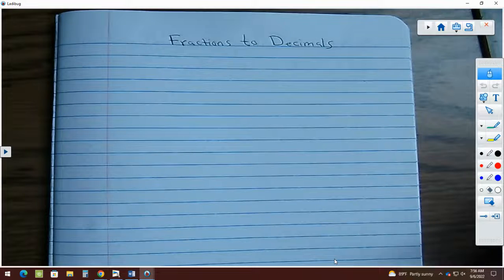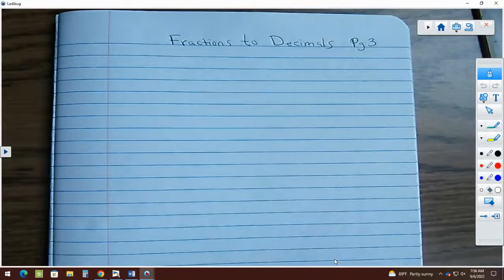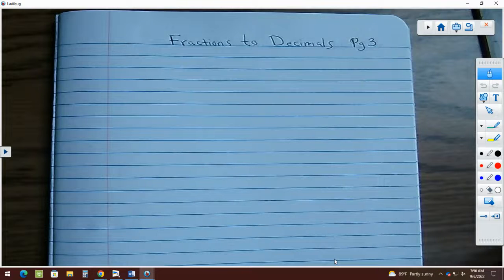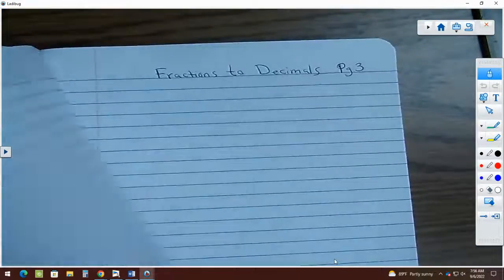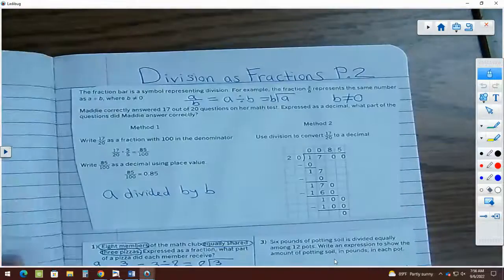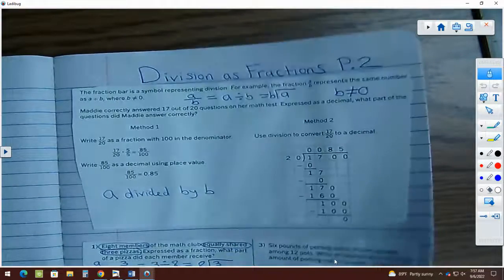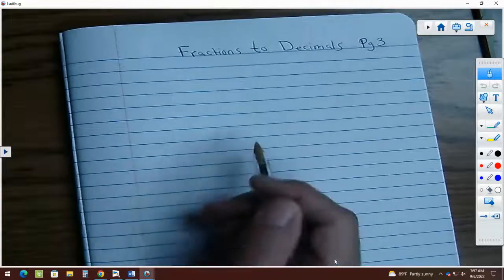Okay, so this is page 3. If you're new to me, because some of you are new to me, skip 2 pages and you should be at page 3. This is your notes journal, okay? We have classifying number, page 1. Division as fractions, page 2. And this one, I am gonna give you one like this, but not yet. I first teach you how to do it, okay? Fractions to decimals, okay?